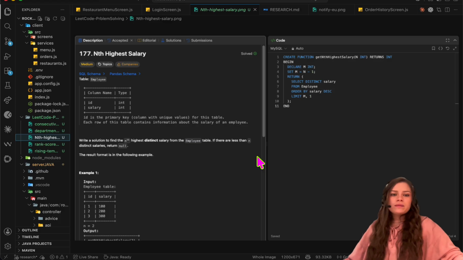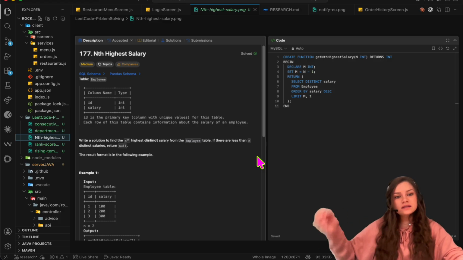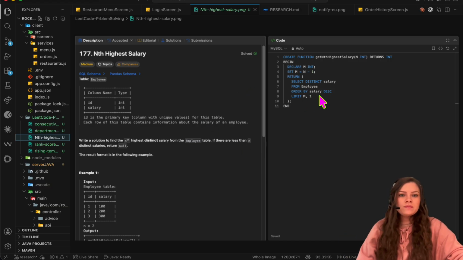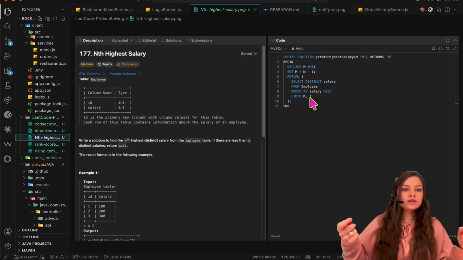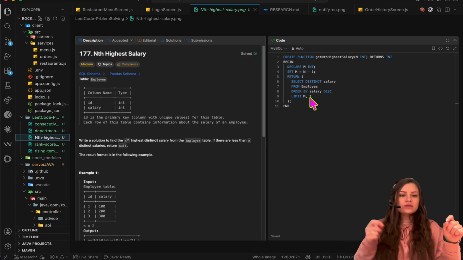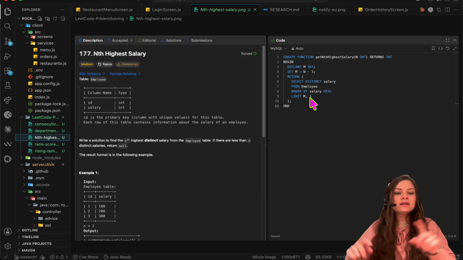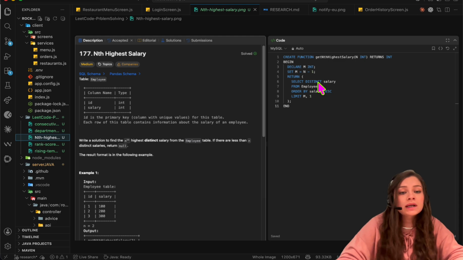So in this problem, I had to write a function that returns the nth highest distinct salary. The key is this LIMIT M, 1. In MySQL, that means we skip M number of rows, then I take 1. So I sort the distinct salaries from highest to lowest, and then I get the nth one. I skip the first n minus 1, and then I grab the next. And if there aren't enough salaries, then it will just return null, which is what is expected.